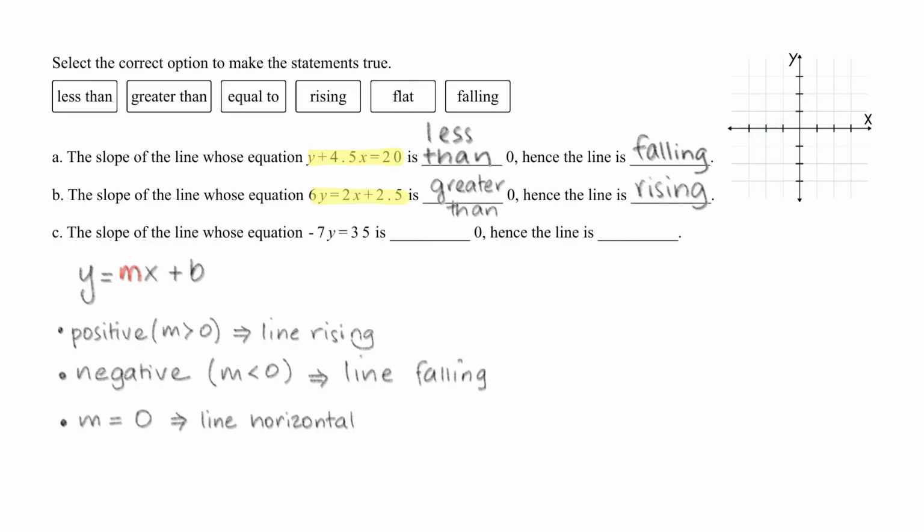Part C. We are given the equation negative 7y equals 35. Notice there is no x term at all. This means the slope is 0. Since the slope is equal to 0, this means the line stays flat, horizontal.